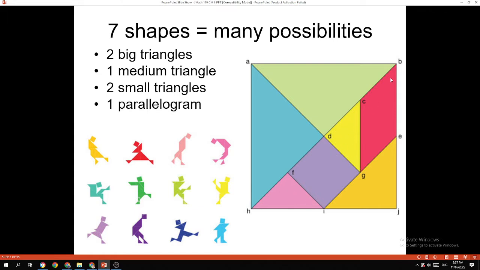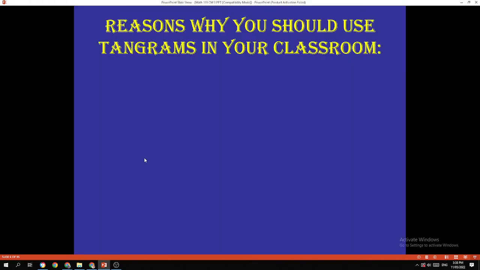We have a parallelogram over here. We have also 1 square. So these are what constitutes the tangrams. It has, again, 7 shapes. The 2 big triangles, the 1 medium triangle, the 2 small triangles, the parallelogram, and the square. And as you can see right here, we were able to form all these 7 shapes into a figure. And these are the reasons why you should use tangrams in your classroom.